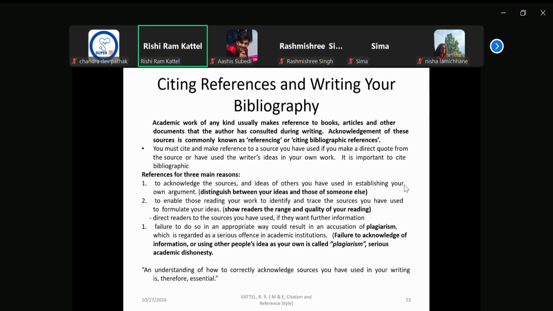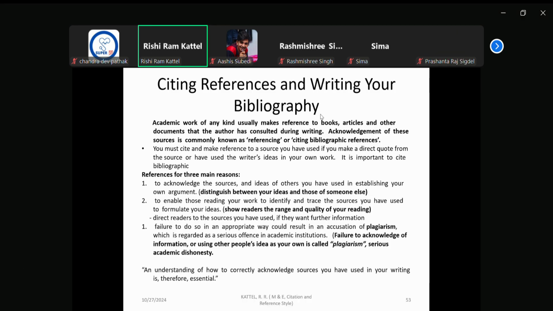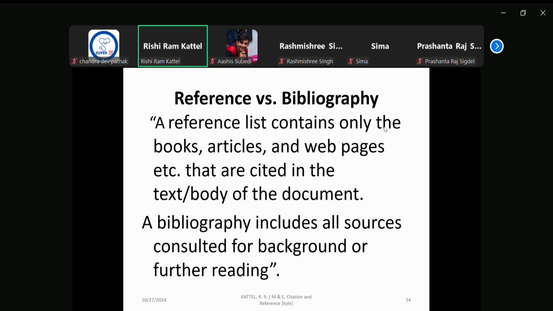An understanding of how to correctly acknowledge sources you have used in your work is essential. If you talk about reference and bibliography, a reference is a list of only the books, articles, web pages, etc. that are cited in the text body of the document. And bibliography includes all sources consulted for background or further reading. If it is not inside the content, but you have understood, consulted it, and you write the detail, then it becomes bibliography. Bibliography is broader than references.